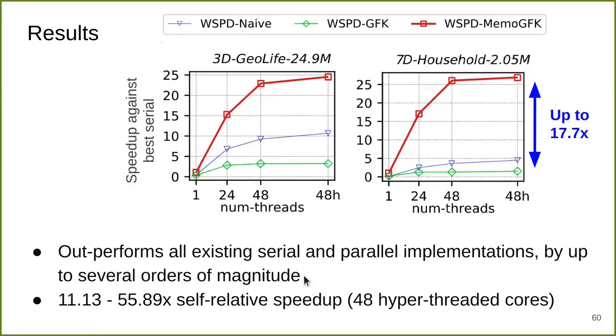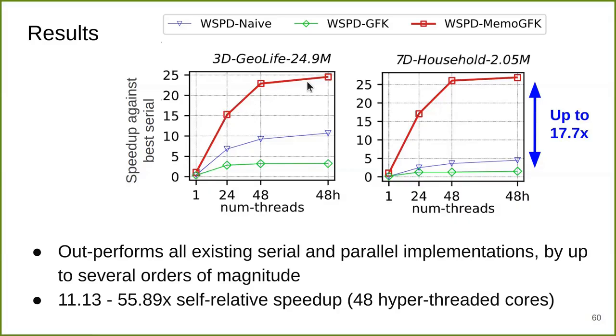Here are our results comparing the three methods. The two plots shown here are for two different data sets of different dimensionality and sizes. The x-axis shows the number of threads. The h after 48 refers to hyperthreading. For the y-axis, we show the speedup against the best serial algorithm. In our experiments, the best serial algorithm is actually our parallel algorithm running on one thread. So the higher the line, the better the method.